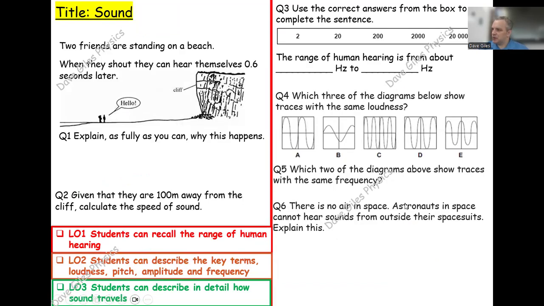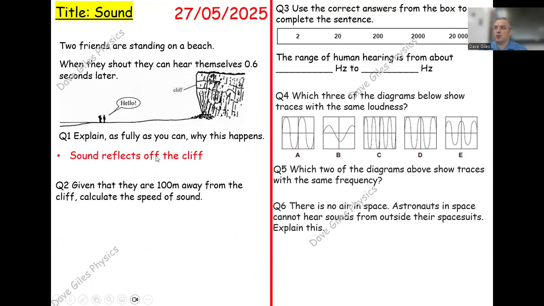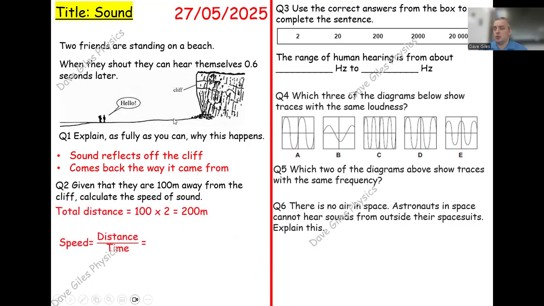Anyway, here are some questions that I made up myself for you to have a go at, which summarize what we've done so far. So when two friends are standing on a beach, when they shout, they can hear themselves 0.6 seconds later. Explain as fully as you can why this happens. Sound reflects off the cliff, comes back the way it came from. And given that they are 100 meters away from the cliff, calculate the speed of sound. The total distance is 200 meters, because it'll travel there and back. Speed is distance over time. 200 divided by 0.6 is 333 meters per second.